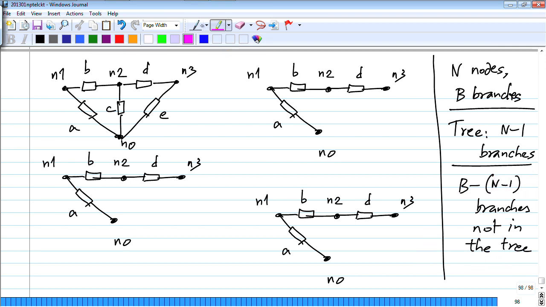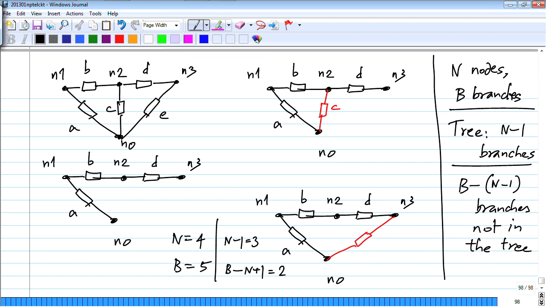Now what I will do is take my tree which is shown here and add one of the branches that is not in the tree. Okay, so in this case I have added branch C. And then I will add another branch which is not in the tree. For this specific circuit, by the way, the number of nodes is 4 and the number of branches is 5. So n minus 1 is 3. We have 3 branches in the tree here and b minus n plus 1 equals 2. So I have a possibility here and I have another possibility there.